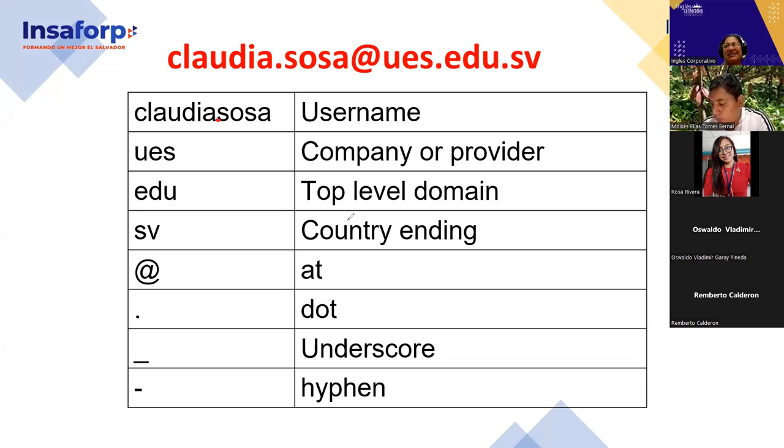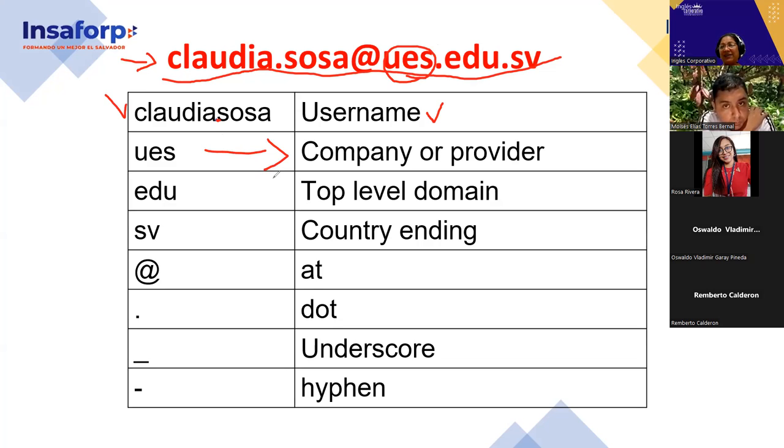Okay, this is just an example that we have. As you can see here, I have my email in here. This is my email. But one thing is to know how to write it down, and another thing is to identify the different parts that the email has. Then I'd say the first one, Claudia.Sosa, that is the username. And then I have another part that is this one, and that is the company or the provider.